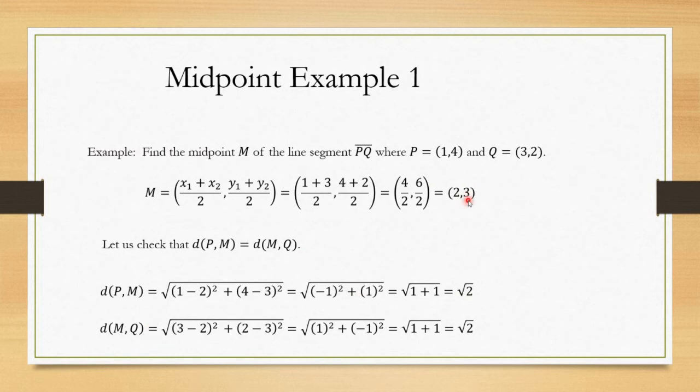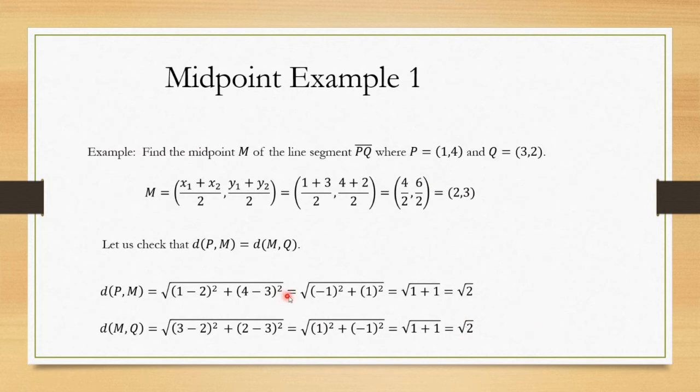For MQ, the distance from M to Q, same idea. 3 minus 2 squared plus 2 minus 3 squared. And then you take the square root of that. Okay? That's what it boils down to. And then, of course, you actually get the same thing. You get the square root of 2. So that's what we have here.